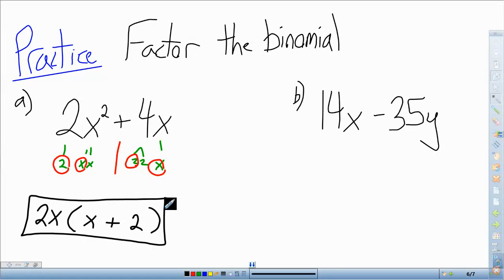Just remember, we can check really quick to see if this is actually correct. Is 2x times x 2x squared? Yep. Is 2x times 2 4x? Yep. So we know it's factored.